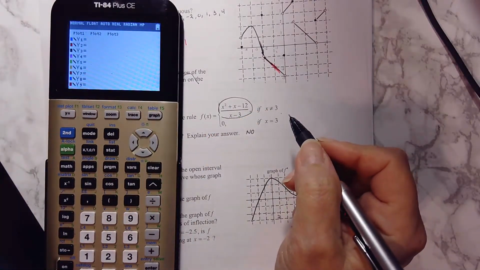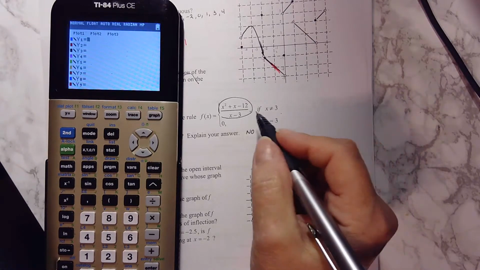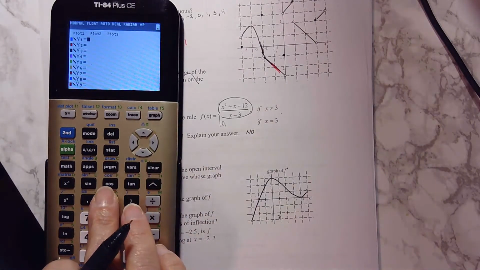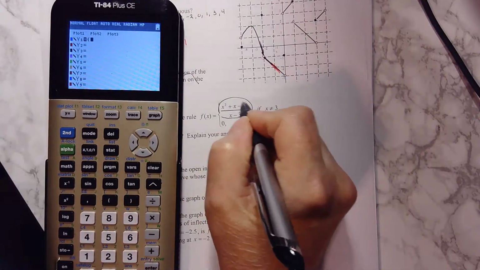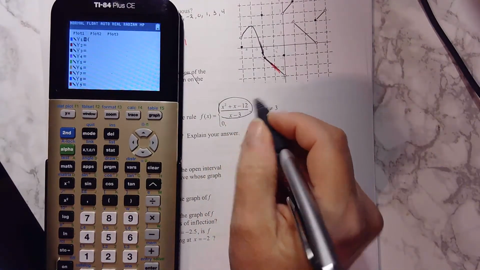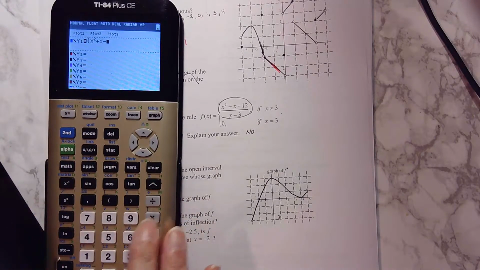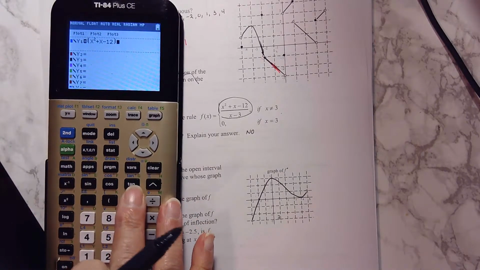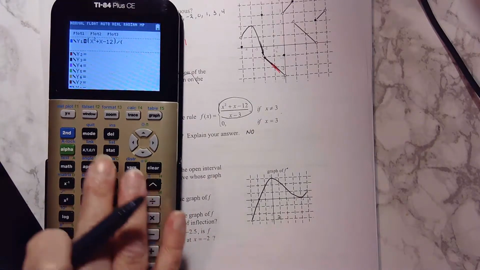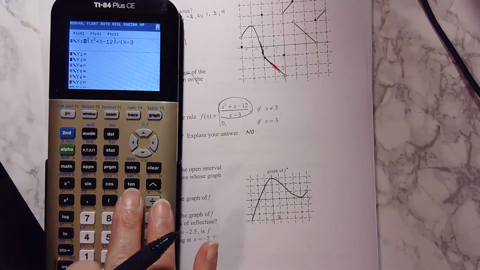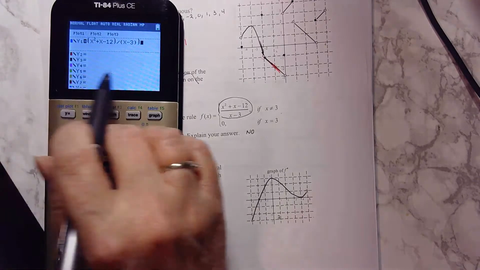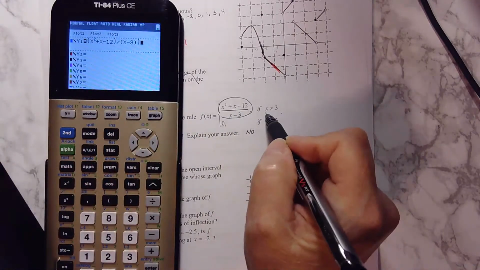And I need to put it in just as I see it. Don't factor it or anything like that. So I need an outermost parentheses and all this stuff in the numerator, and then the denominator has to go in. So it's going to be x squared plus x minus 12, close the numerator, divided by parentheses x minus 3. Now, close it all the way, and then I need a new parenthesis to put the restriction in.